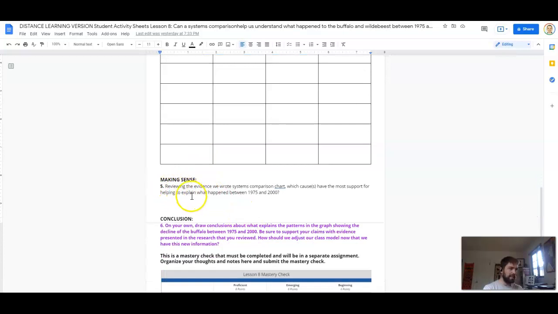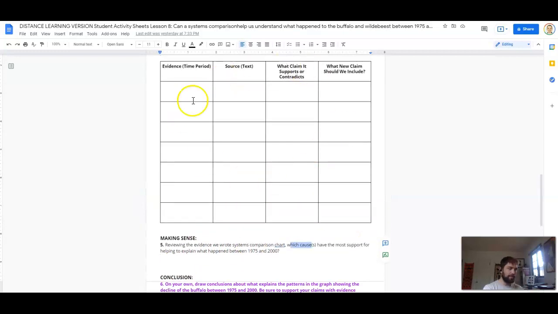To review the evidence, we wrote a systems comparison chart. Which cause or causes have the most support for helping to explain what happened between 1975 and 2000? Which one of these is the most convincing?